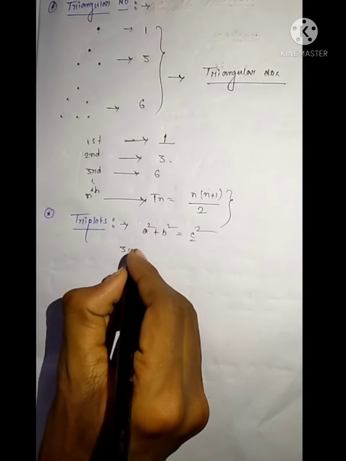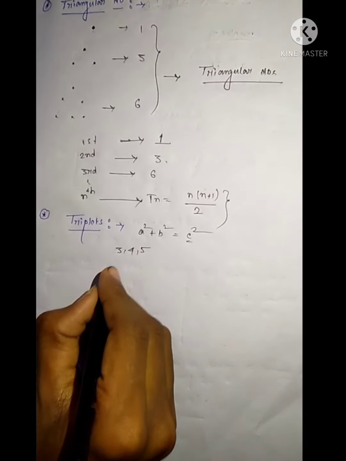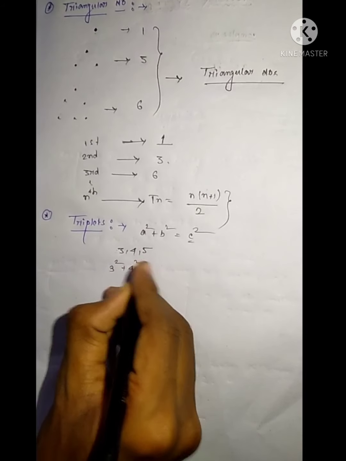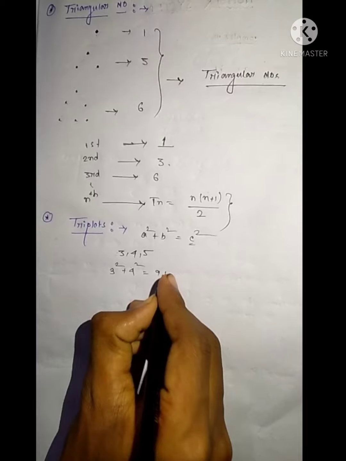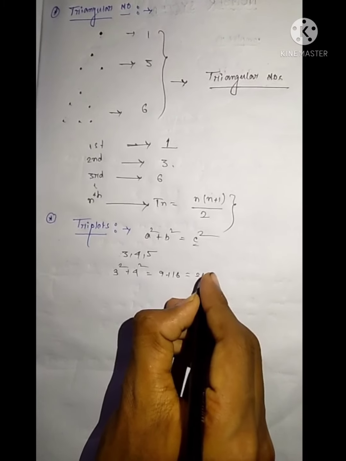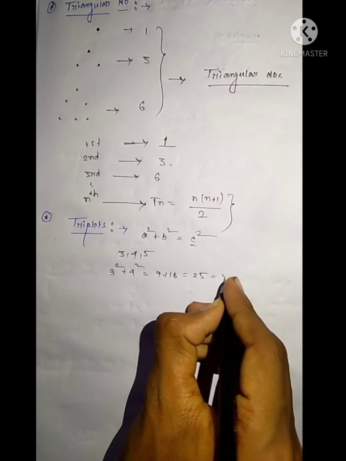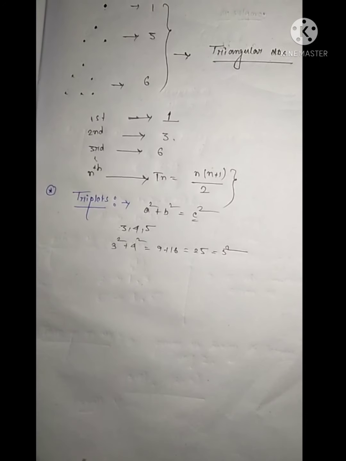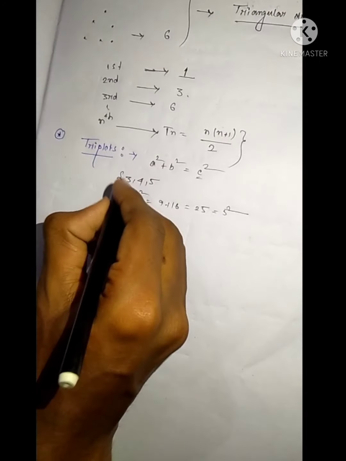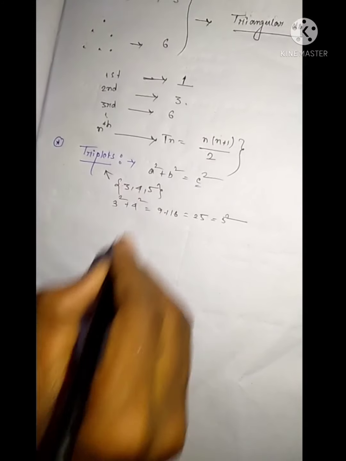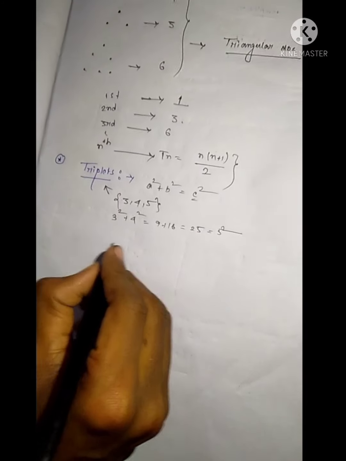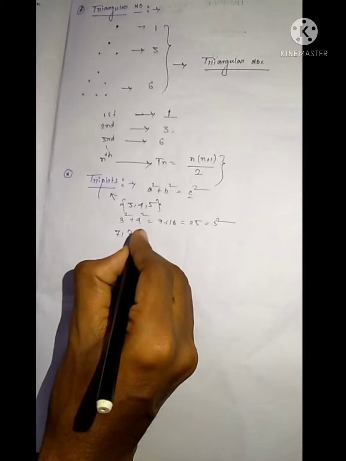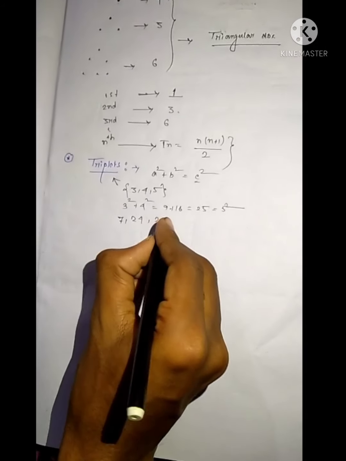Example: 3, 4, 5. 3 square plus 4 square is equal to 9 plus 16, which is equal to 25, which is 5 square. So 3, 4, 5, this set is an example of triplets. Another example, 7, 24, 25.